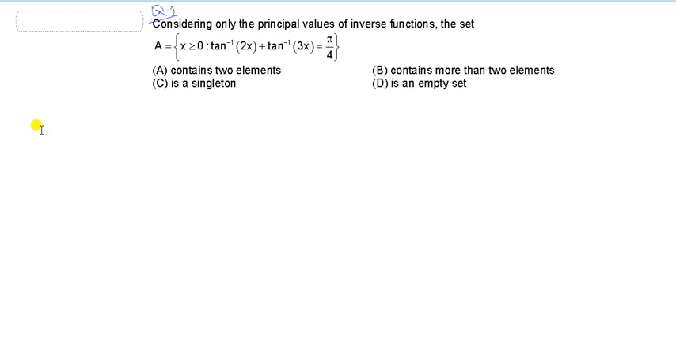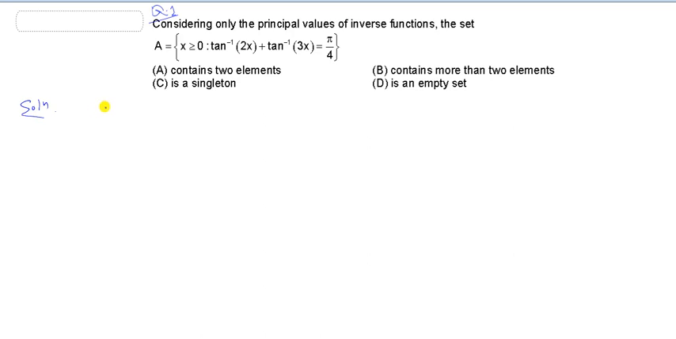So this is my first question for today. Please read the question carefully and let us solve it. The question is, considering only the principal values of inverse functions, the set A, which is x greater than or equal to 0, and such that tan inverse 2x plus tan inverse 3x equals pi by 4.